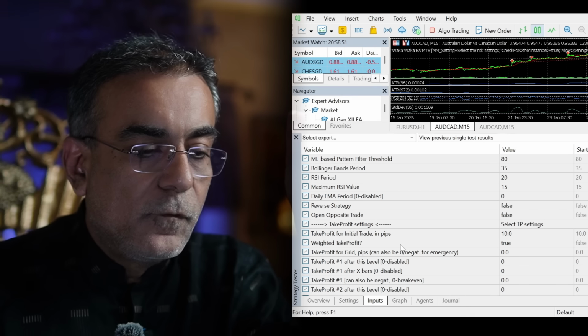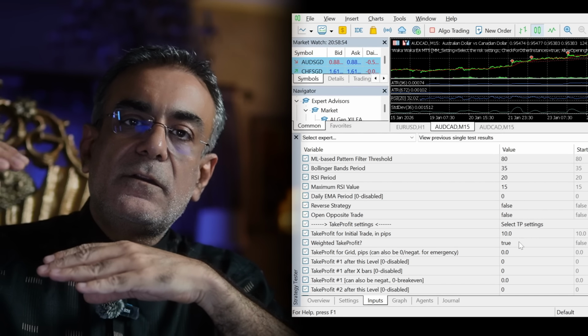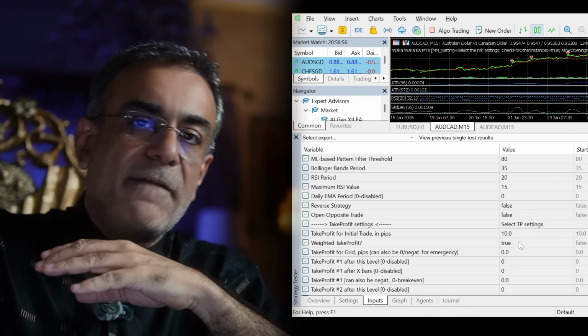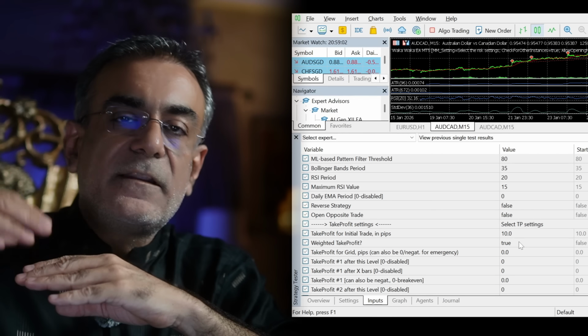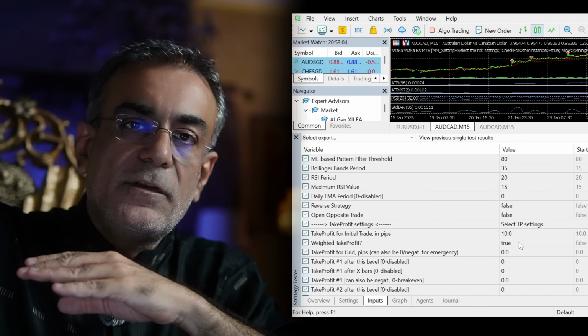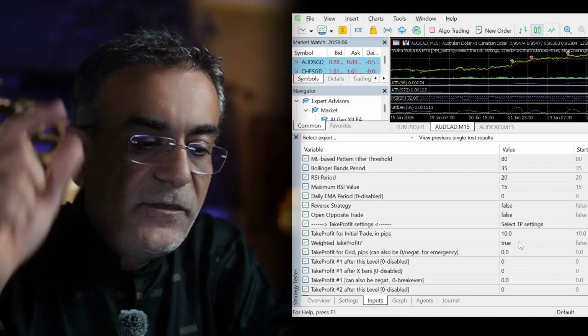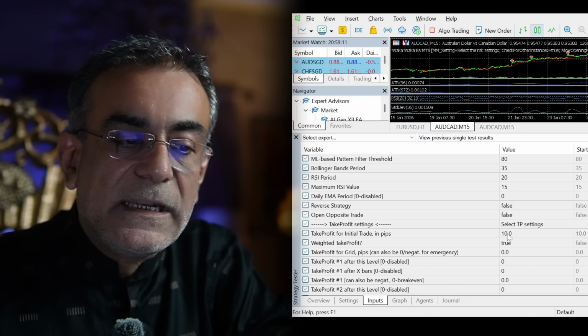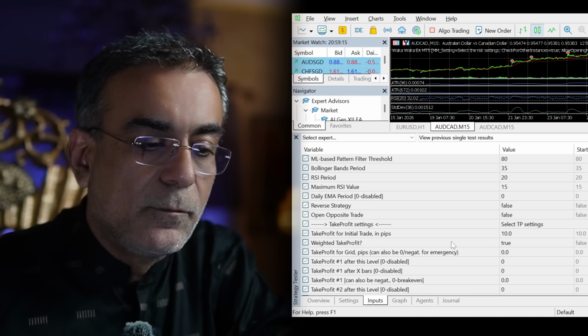But then going forward, once we open martingale, the next levels can become heavier in lots. In that case, we take the weighted average of all the positions, calculate the average price, and then put the TP versus that average price. It's a weighted take profit in that sense.